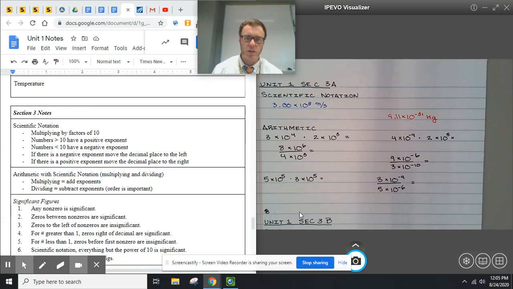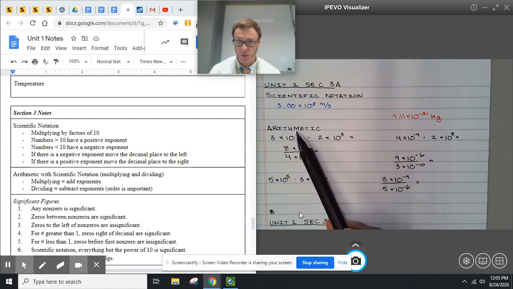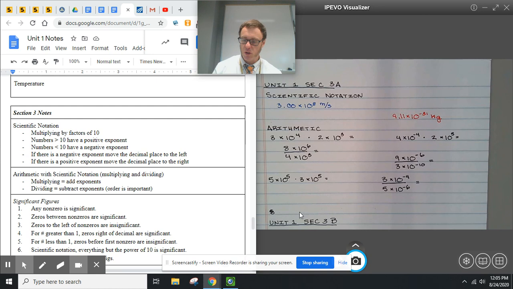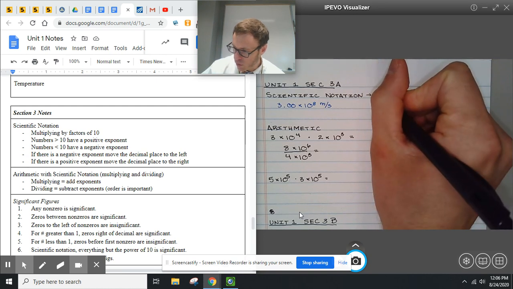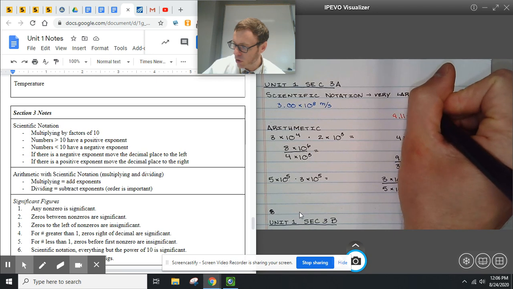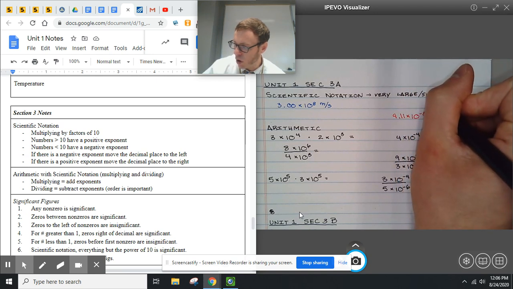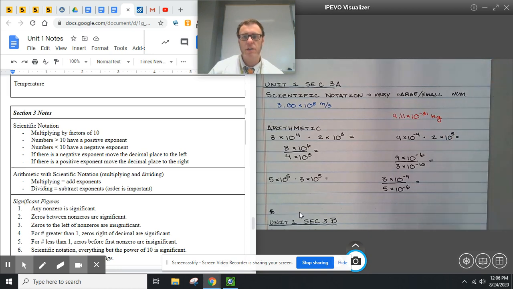All right, guys. So Unit 1, Section 3, we're now getting into numbers, and who doesn't like numbers? We're going to start with scientific notation here. You've all seen this. Scientific notation is merely using factors of 10 to get a number. We utilize scientific notation for very large or small, so very large or small numbers. All right, so that's what we're doing here.